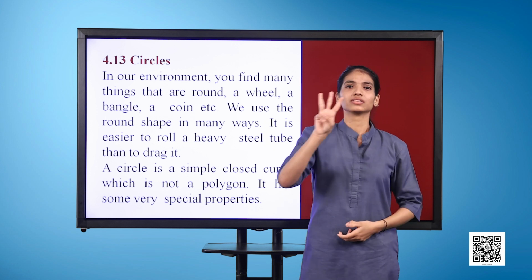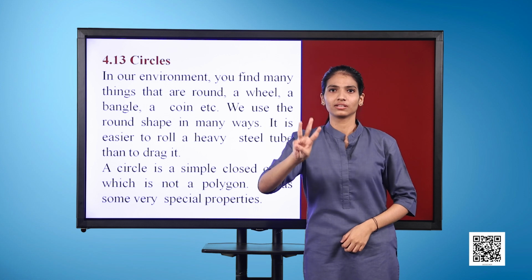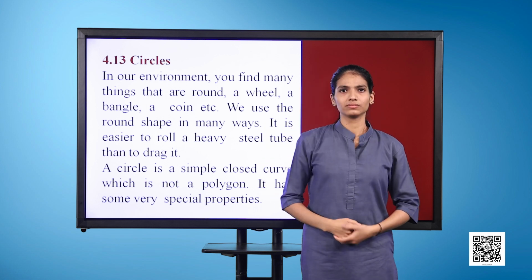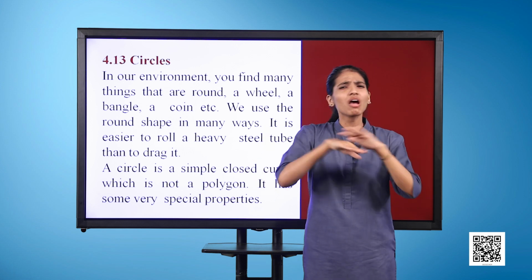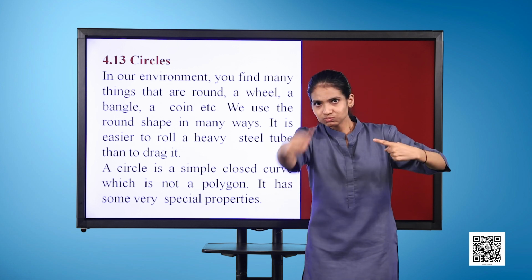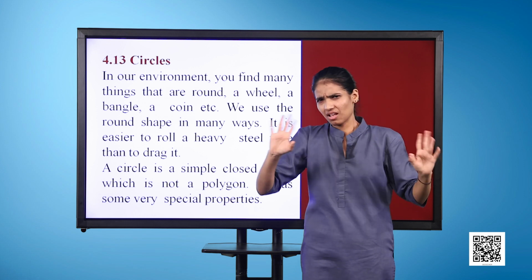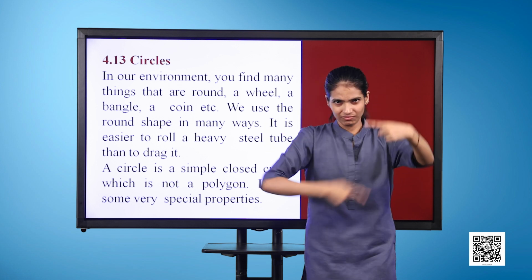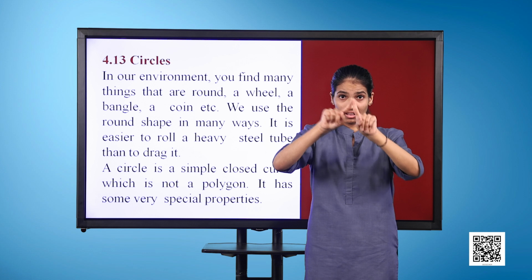Page 83. 4.13. Circles. In our environment, you find many things that are round. A wheel, a bangle, a coin, etc. We use the round shape in many ways. It is easier to roll a heavy steel tube than to drag it.